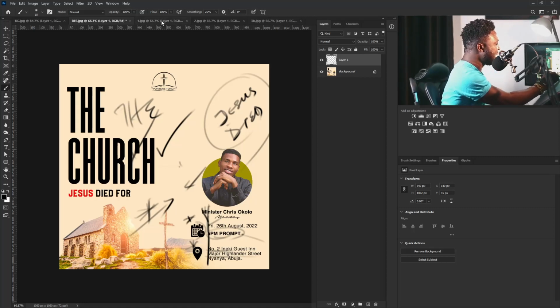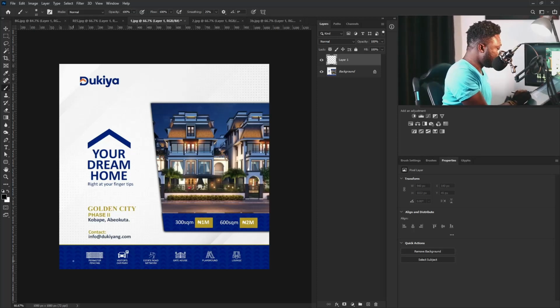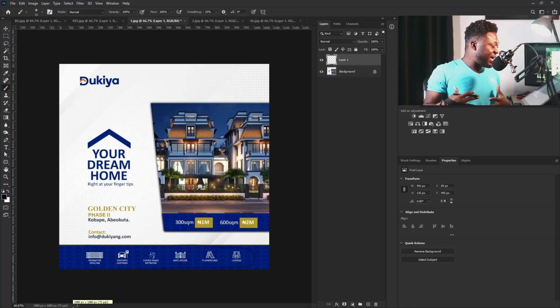All right, so let's go straight to our next design, which is this. Now, this is a good project. All right, this is a good project. I like the way the designer played with these icons here. But the issue I have with playing with this icon here is the fact that whenever you are using icons on your project, all right, please, there's something called uniformity.